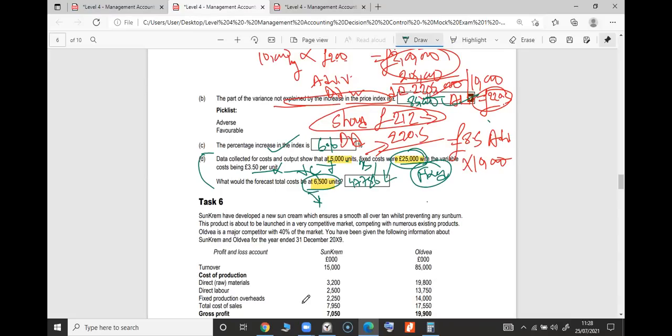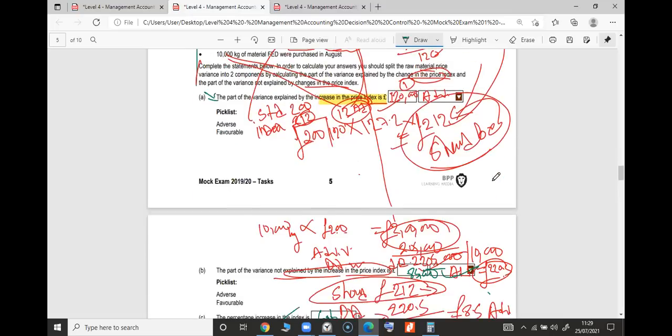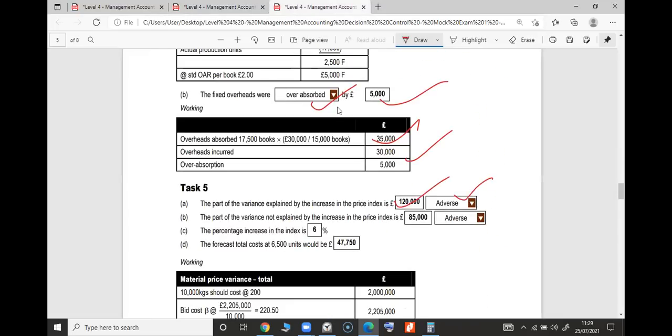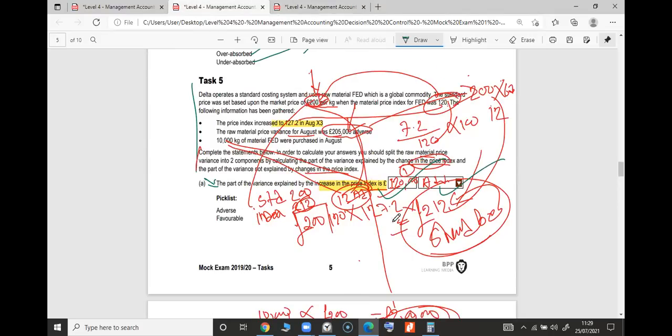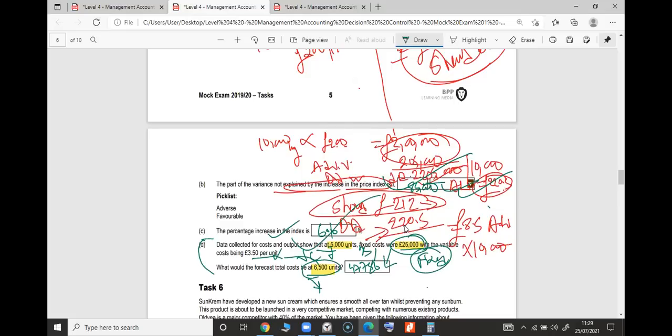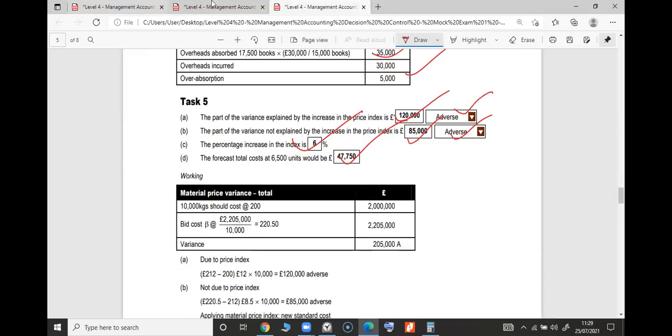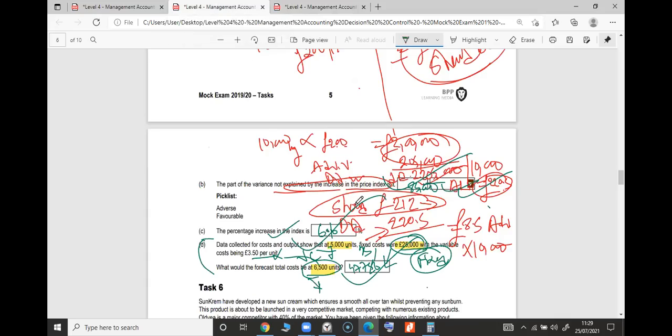Most of you have already shown me your answer in the chat option, which is the correct answer. Let's check the answers from top to bottom. 120 adverse, which is correct. 85 adverse, which is correct. Well done. These are correct answers. 6% is correct, and the last one should be correct. We have just finished question number 5. We still have 6, 7, and 8, and we're almost at break time.